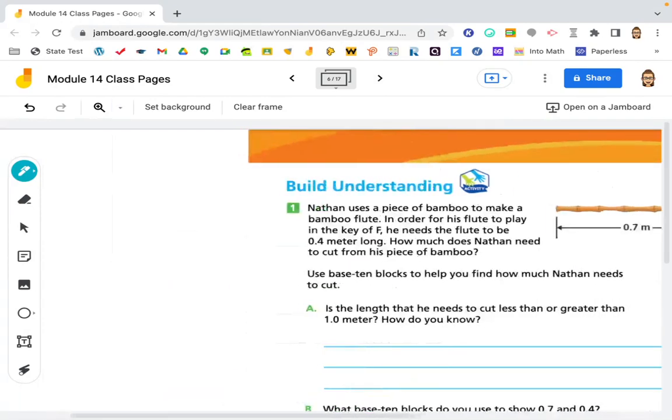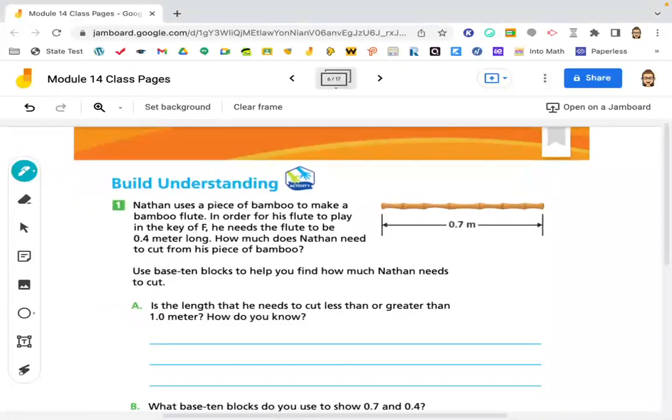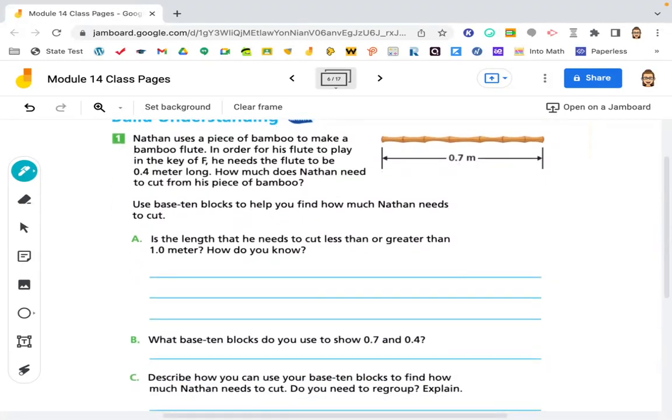The next problem says, Nathan uses a piece of bamboo to make a bamboo flute. In order for his flute to play in the key of F, he needs the flute to be 4 tenths meter long. How much does Nathan need to cut from his piece of bamboo? Use base 10 blocks to help you find how much Nathan needs to cut. Is the length that he needs to cut less than or greater than 1 meter? Well, it is less than 1 meter.